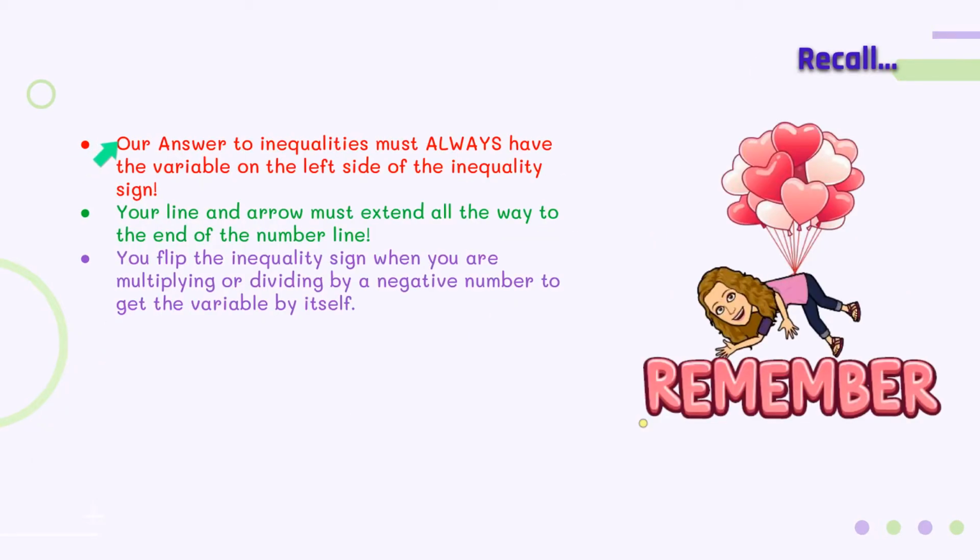If you recall, our answer to inequalities must always have the variable on the left side of the inequality sign. Your line and arrow must extend all the way to the end of the number line, and you flip the inequality sign when you are multiplying or dividing by a negative number to get the variable by itself.